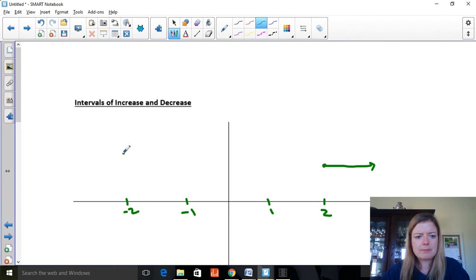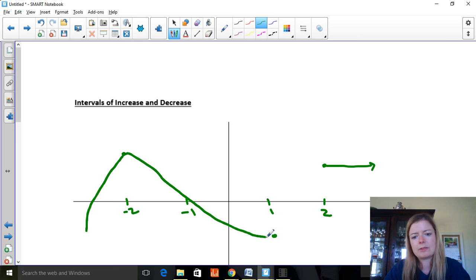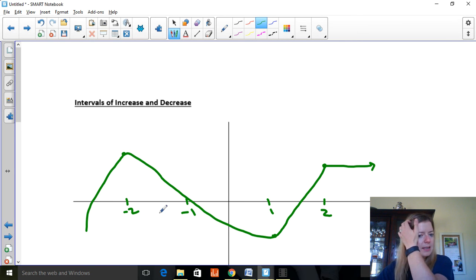At -2, you're going to have a maximum here. At 1, you're going to have a minimum down here. And then we're just going to kind of go, woo. I'm just making this up to be able to discuss what intervals of increase and decrease are. So this is just a generic function. It looks like a sine curve together with a horizontal line.